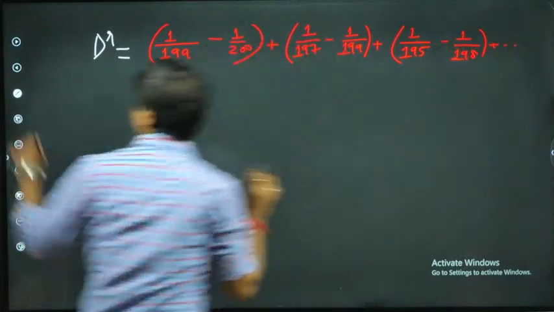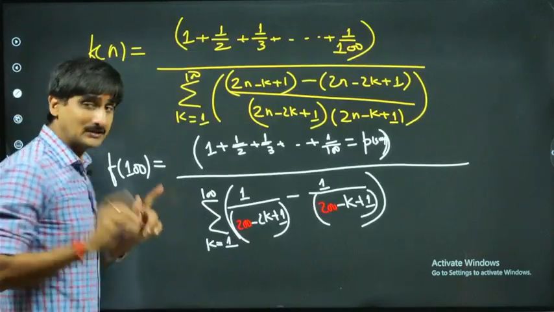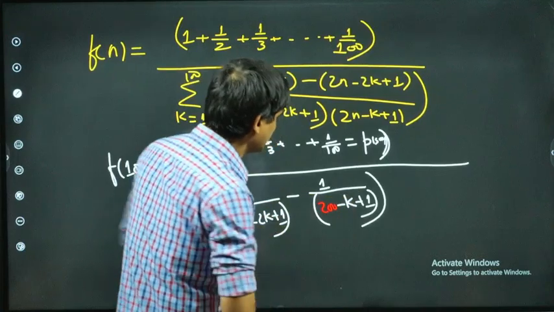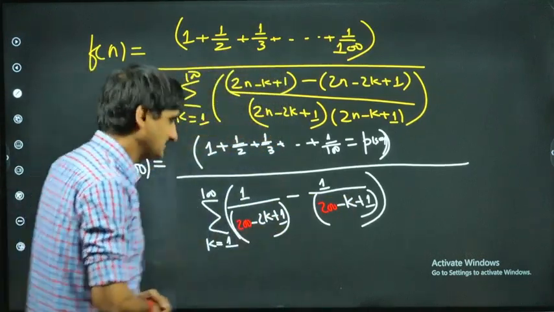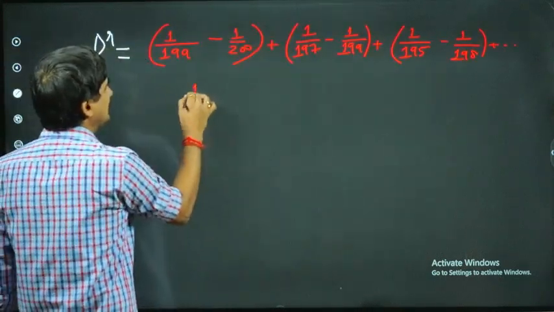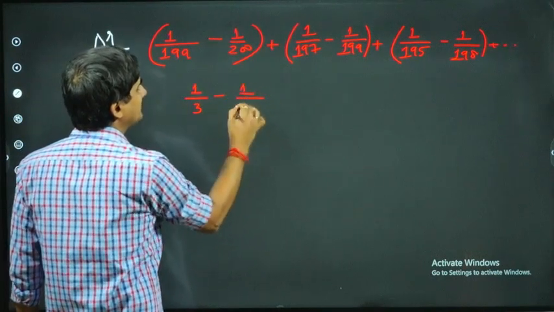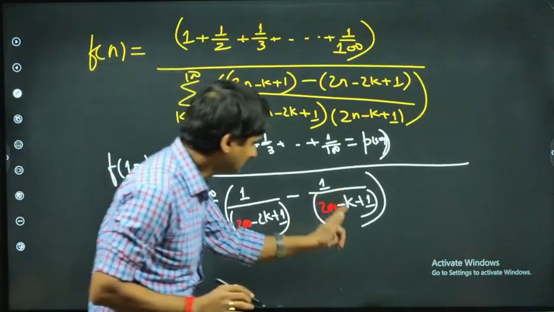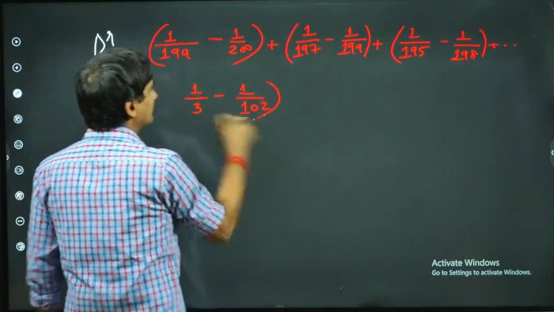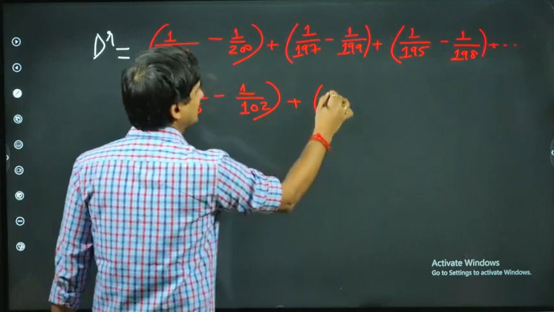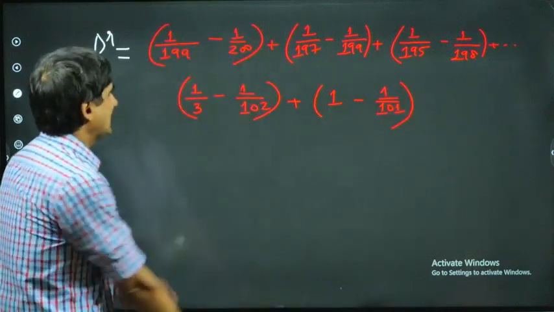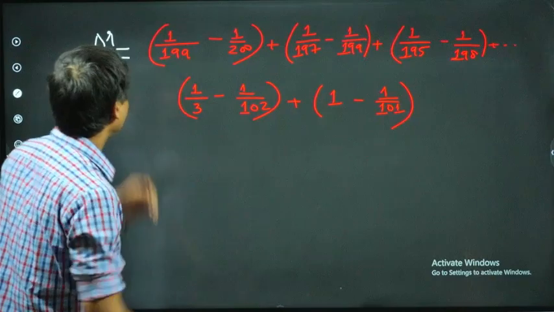Plus dot dot dot. Let's take the last two values. For k as 99, it will be 1 by 3, and for k as 99, how much will it be? It will be 200 minus 102, so this will be 1 by 3 minus 1 by 102. And for k as 100, it will be 1 by 1 minus 1 by 101. Now what can we say about it?